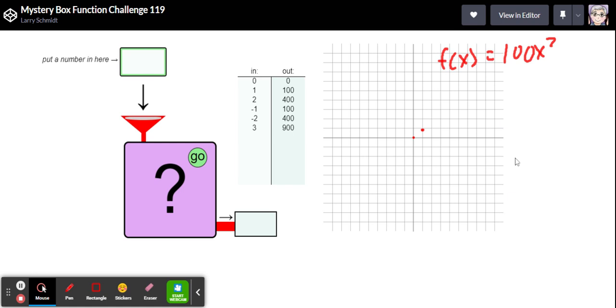So I think we've definitely got this. I'm going to go ahead and reveal. There it is, f of x equals 100 times x squared, and we can see what that looks like too. Yeah, there is that very, very narrow parabola shooting up super quickly.